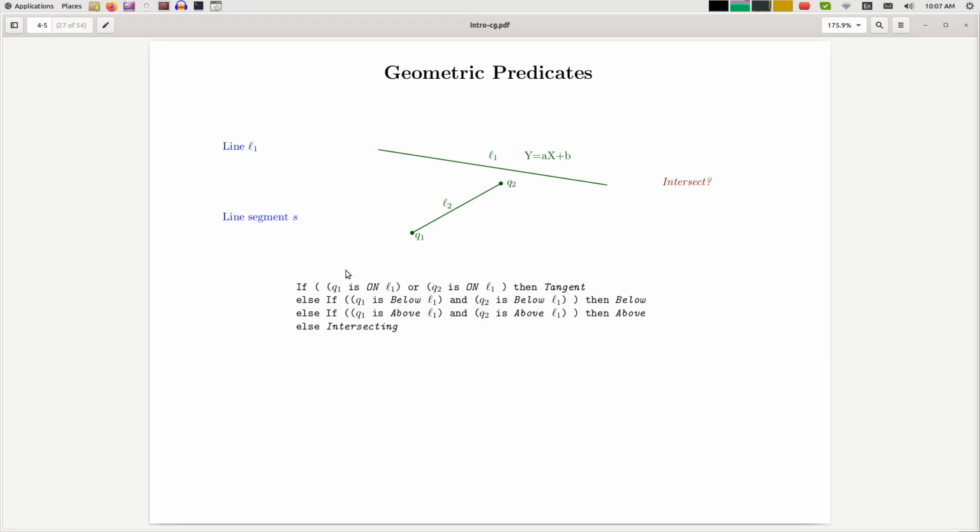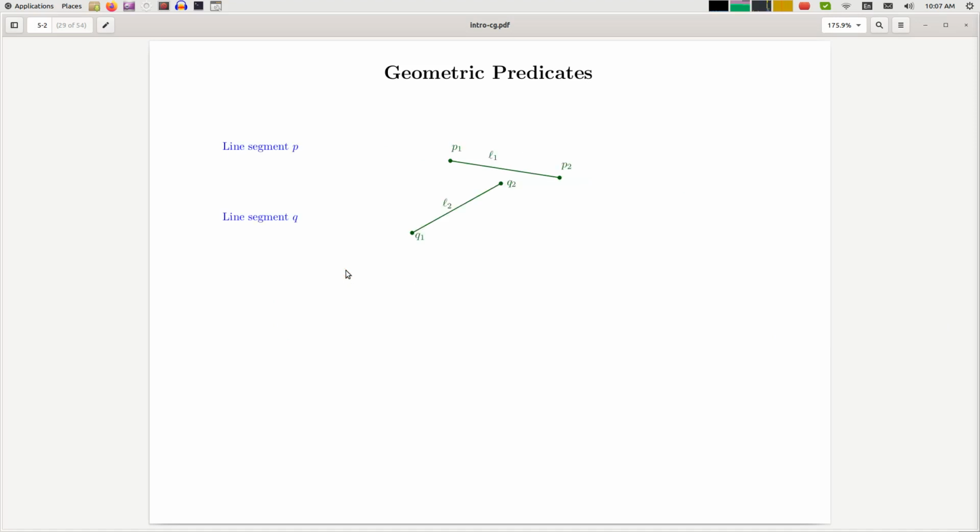So let's move on to a slightly more complicated example, and that is two line segments. I have two line segments, one given by points P1 and P2, and another given by points Q1 and Q2. I want to know whether they intersect or not. Again, try to pause the video and think about this for a minute.